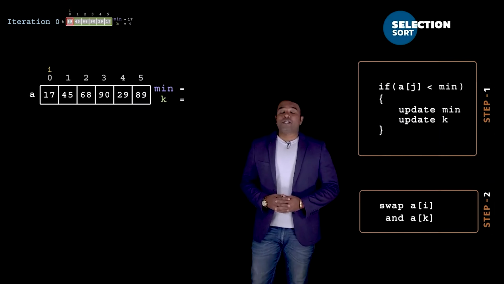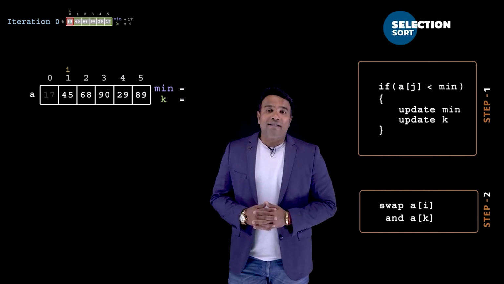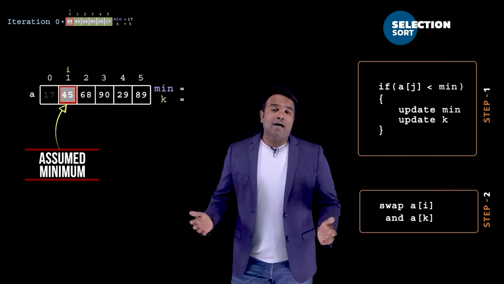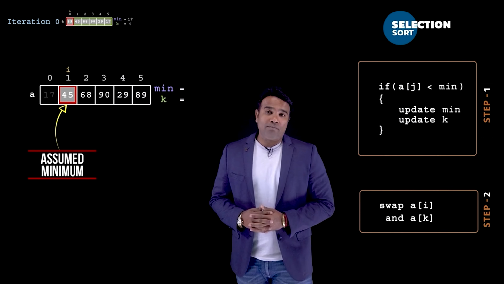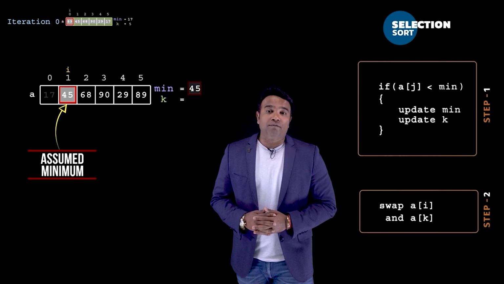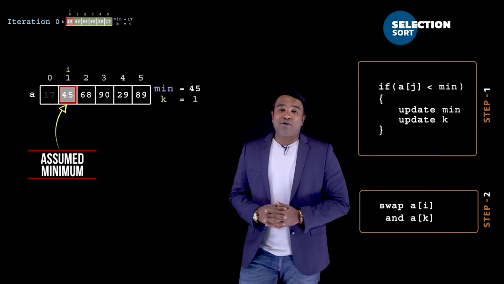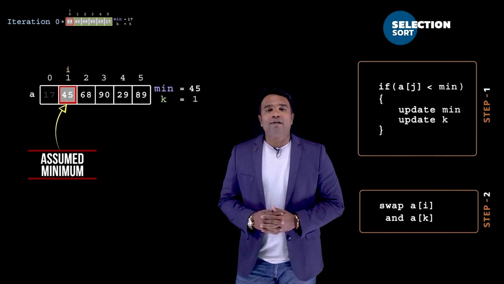In my next iteration, I will have to increment i, and obviously now the new a of i, which is 45, would be my assumed minimum. And you know that whatever is your assumed minimum, initially I would be placing it in min and its position, that is 1, I would be placing it in k. But you know, after all, that 45 happens to be the assumed minimum and not the real minimum.